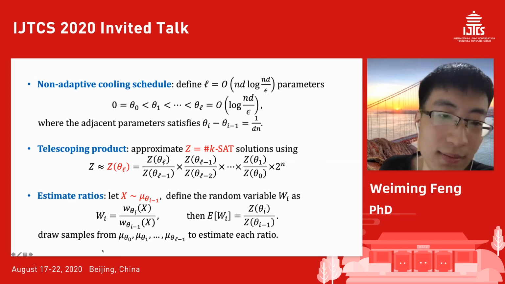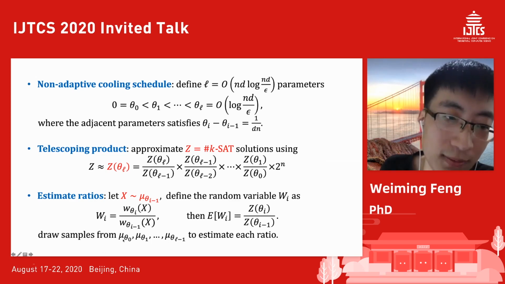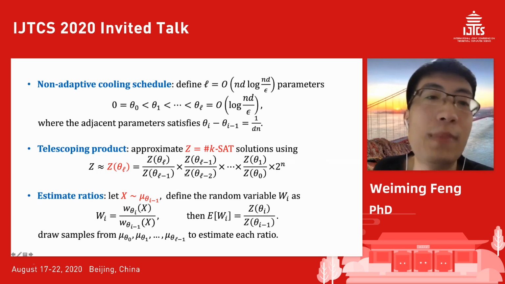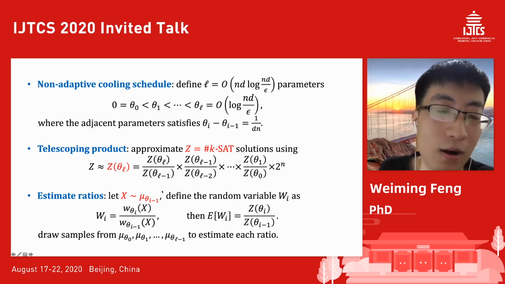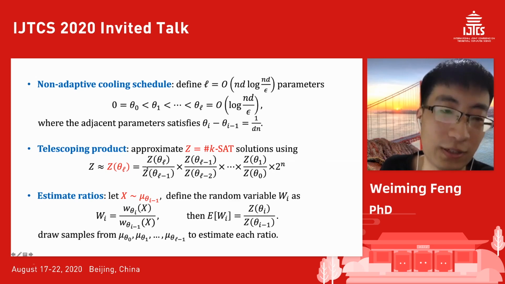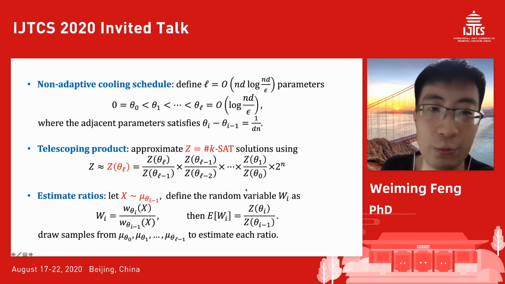So we can draw random samples from each distribution mu theta 0 to mu theta L minus 1, and we can estimate each ratio in this telescoping product, so we can estimate the number of solutions Z. We remark that to do this sampling, we need an algorithm to draw random samples from the weighted CNF formula, but previously our algorithm is designed to draw uniform samples for a normal CNF formula. But this task is not very difficult. We can simply modify our algorithm, and we can draw random samples from the weighted CNF formula.